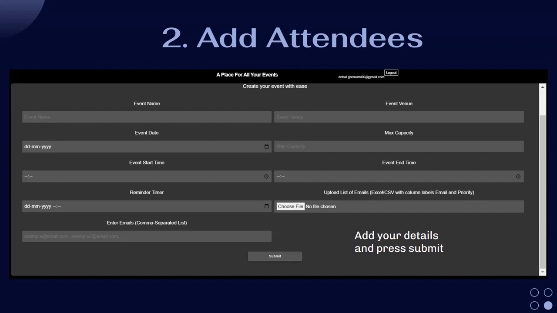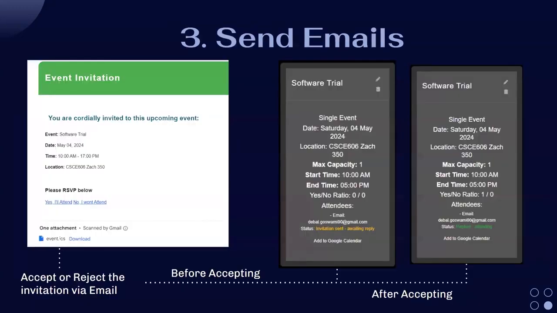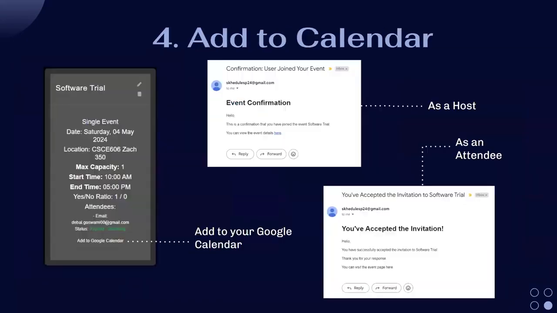And then obviously you could see the Excel and CSV file upload option, as well as the text box to enter a list of emails in a comma separated format. Here's what the email actually looks like when you view it from your inbox. You could see the yes or no RSVP option, as well as your according response on the actual website.